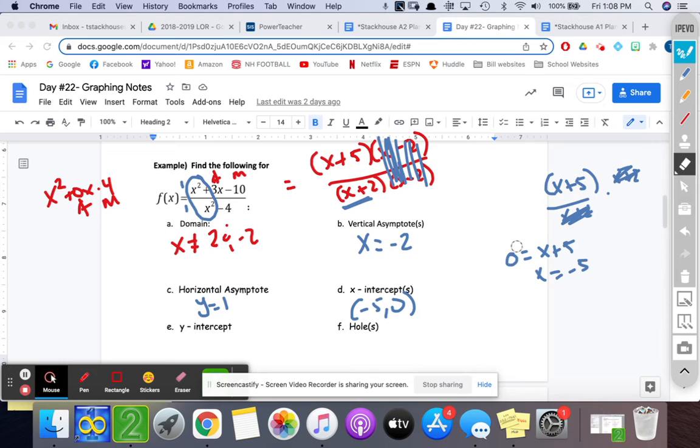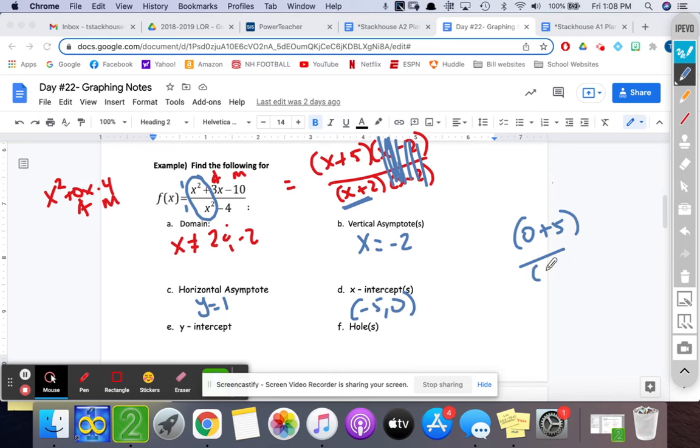Let me just get rid of this stuff so it's out of the way. Now we're going to find the y-intercept. We're going to plug 0 in for each of these x's. So 0 plus 5 over 0 plus 2, and so it's 5 over 2. So my y-intercept is 0 and 2.5, which is 5 over 2.